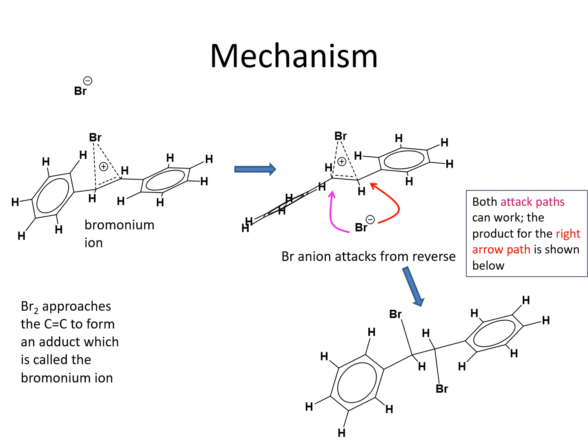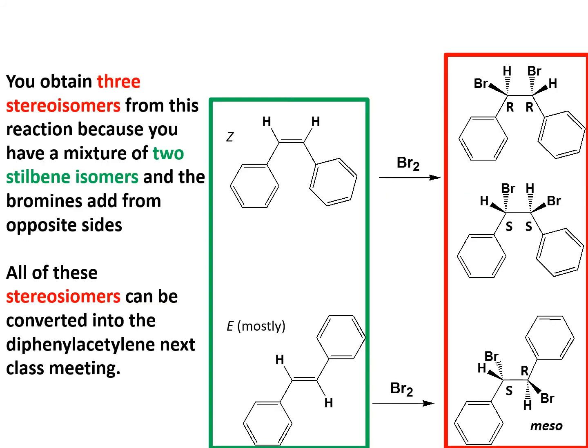There is really not a selectivity here because the molecule is symmetrical. So the bromine ion can attack either side of what used to be the double bond, making different types of enantiomers. Here we see the appearance of the bromonium ion in the third dimension. As I mentioned, both attacks can work and will happen. This is actually going to make a very complicated racemic mixture.